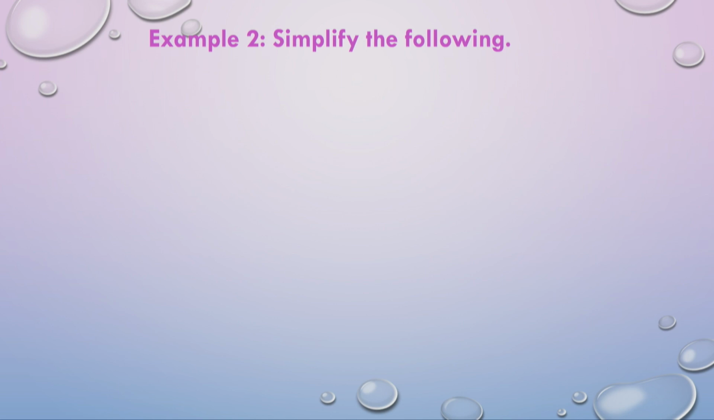Second example. Simplify the following. First one, a cubed to the power of 4 times a to the power of 5. Here you can see that we have a power law as well as the multiplication law of indices to apply. So a cubed to the power of 4 gives a to the power of 3 times 4, times a to the power of 5, which gives a to the power of 12 times a to the power of 5. Now, applying the multiplication law of indices, we get a to the power of 17.